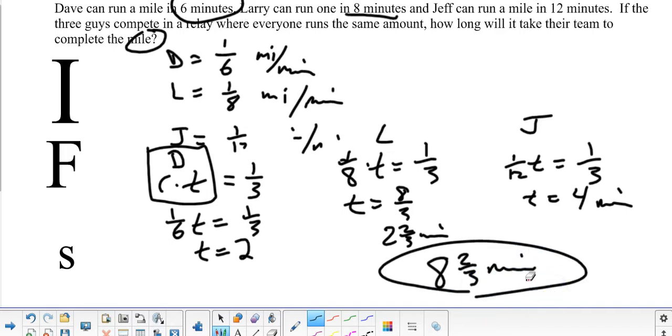In which case you'd say, well, then take Jeff out of it because he's just slowing everybody down. Either have Dave run the whole thing, or maybe they have to do 3 guys. I don't know.